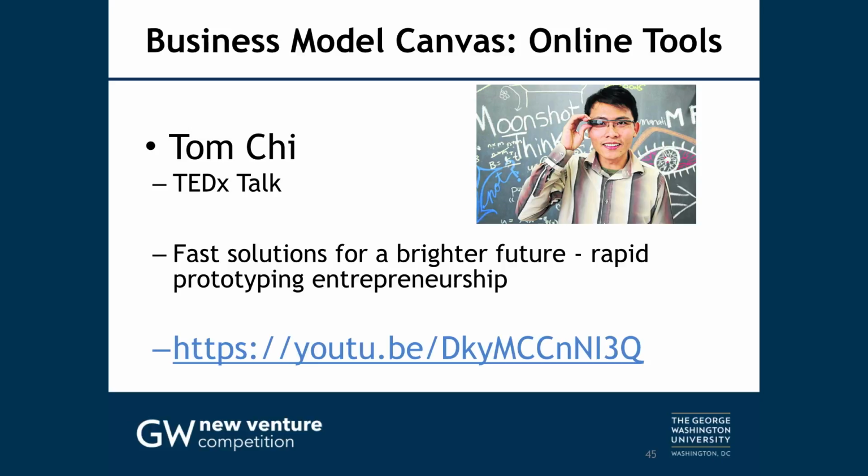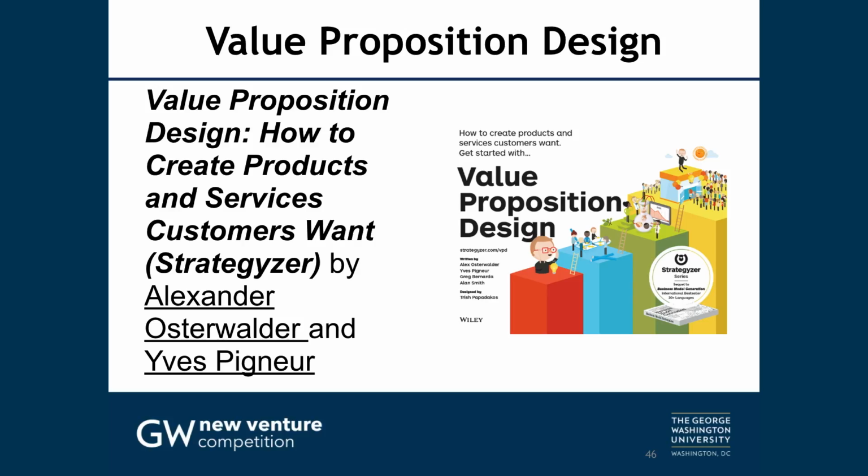So for those of you who want to do some prototyping or building your minimum viable product, I recommend the online video from Tom Chi. It's from a TED Talk, and it does a very nice job on how to do rapid prototyping. Also, Osterwalder has a second book that focuses on value proposition design, primarily around the customer segments and value propositions. Again, this book is also written with Yves Pigneur, and I recommend that.